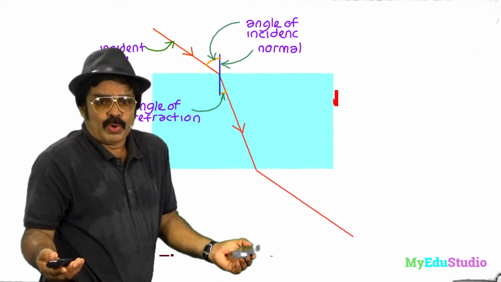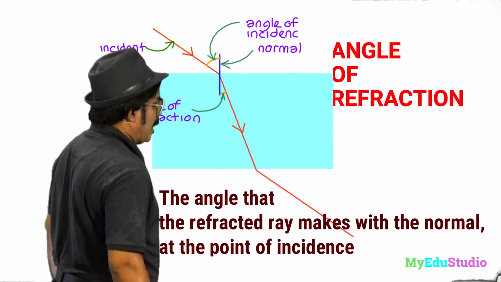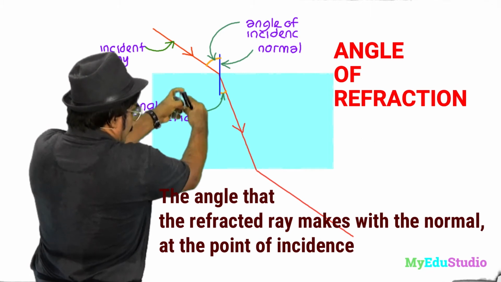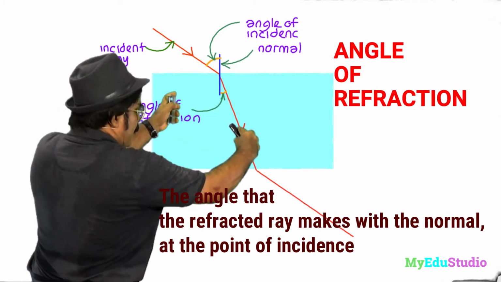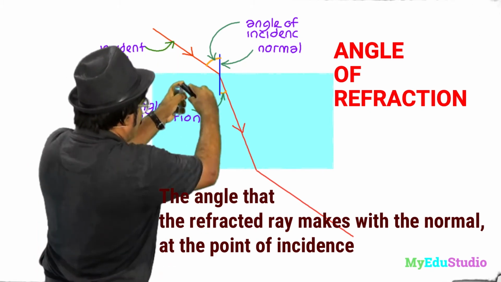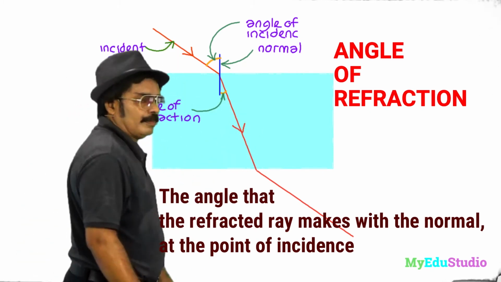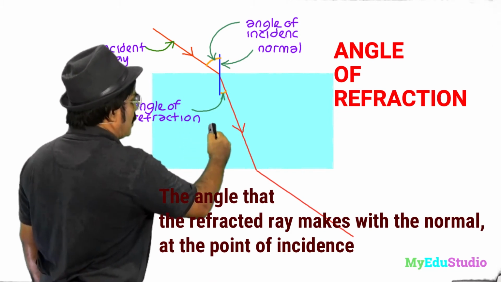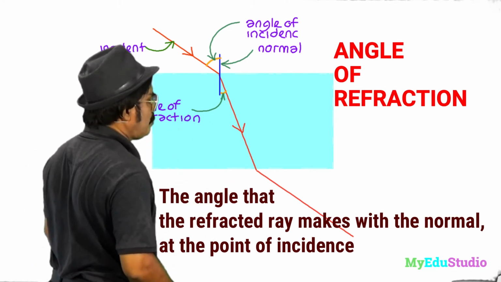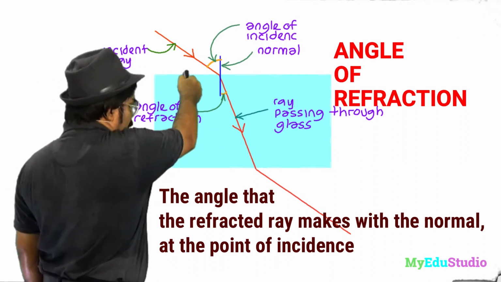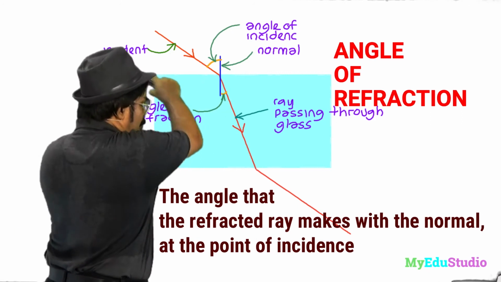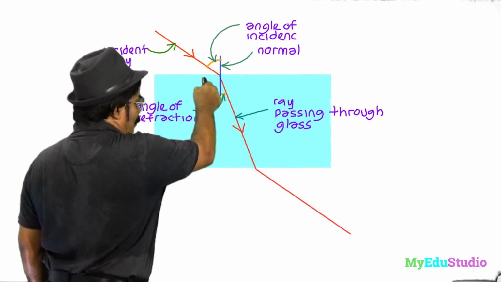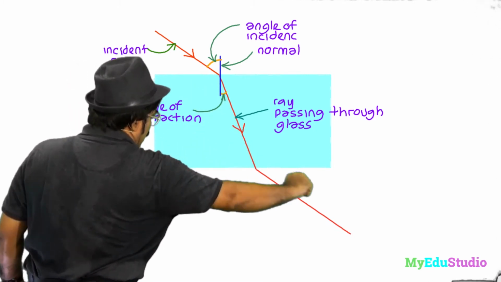And in a similar manner, we can talk about angle of refraction. The angle that the refracted ray makes with the normal. This is the normal, this is the refracted ray. So that is the angle of refraction: the angle that the refracted ray makes with the normal at the point of incidence. Now you can see all the rays. Incident ray, point of incidence, and then angle of refraction, angle of incidence, the ray passing through the glass, and the emergent ray.